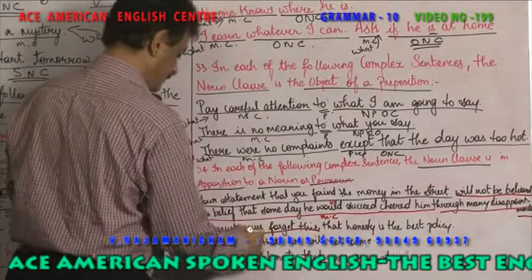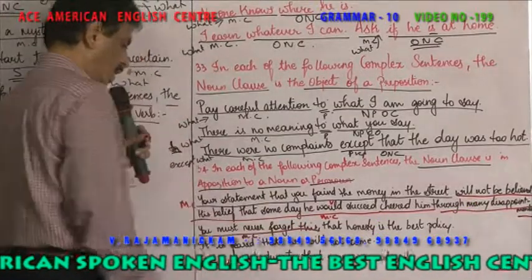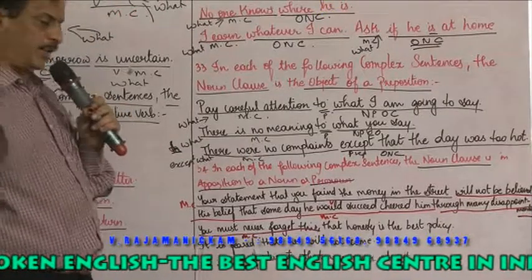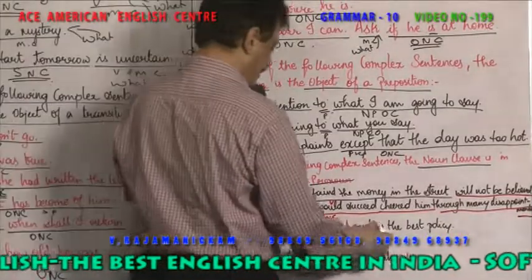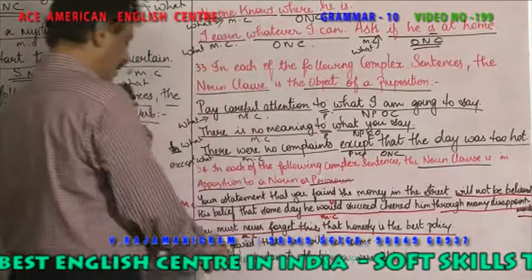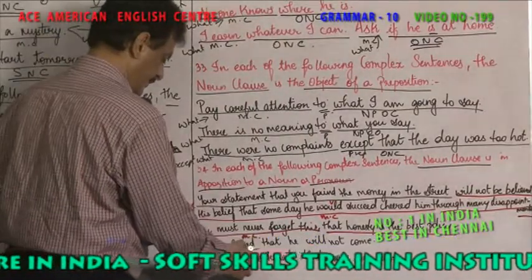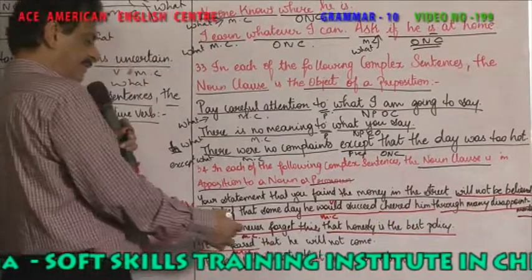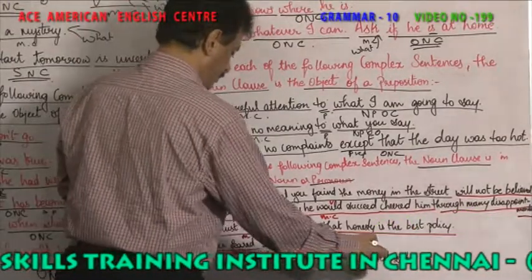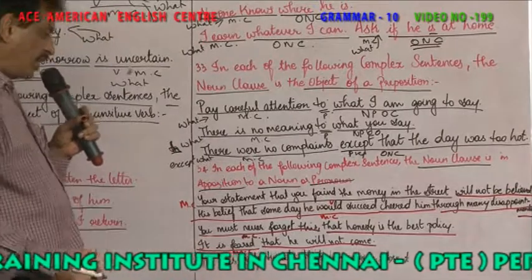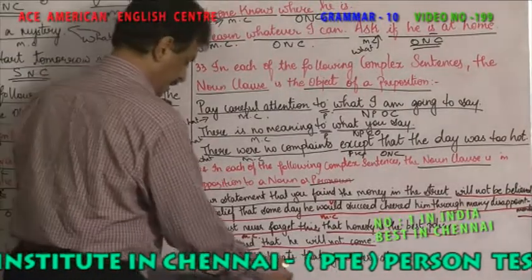Main clause. You must never forget this: that honesty is the best policy. That honesty is the best policy is the noun in apposition. It is feared is the main clause. What? That he will not come. It's a noun in apposition. It was unfortunate. It is a clause.